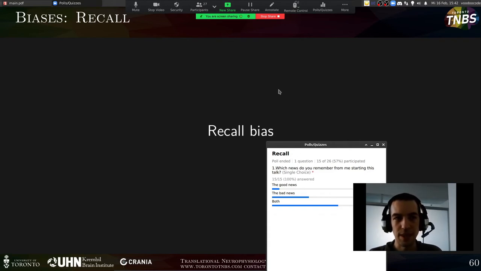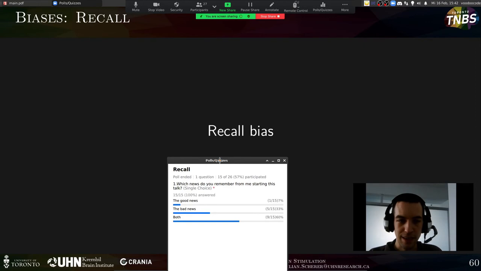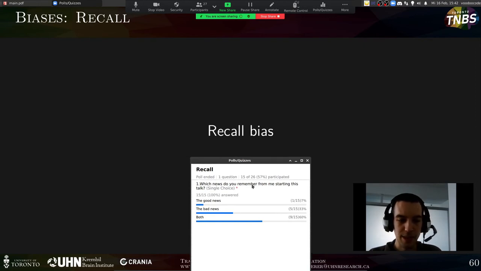And for example, we know that as humans we are more likely to recall bad news than positive news, which is even reflected in that figure here. Most of you recalled both pieces of information. Some of you only the bad, and one person only recalled the good one.